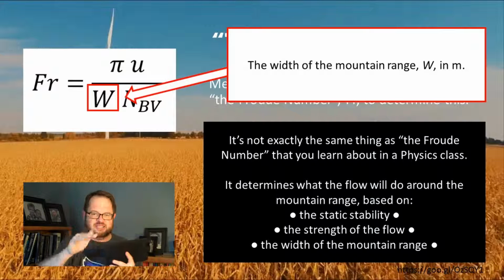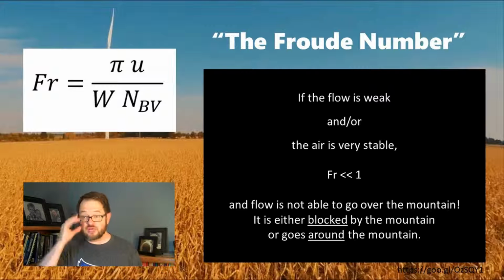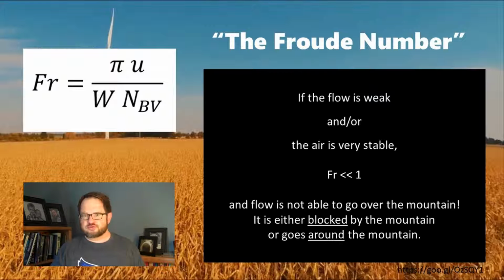This is width, as in how far is it until I'm past this obstacle. So the width is how far I have to go before I'm past it. Those are the three factors that go into the Froude number. Because it's a ratio, it is going to be a dimensionless number. It's just a number. It doesn't have any units or anything like that.